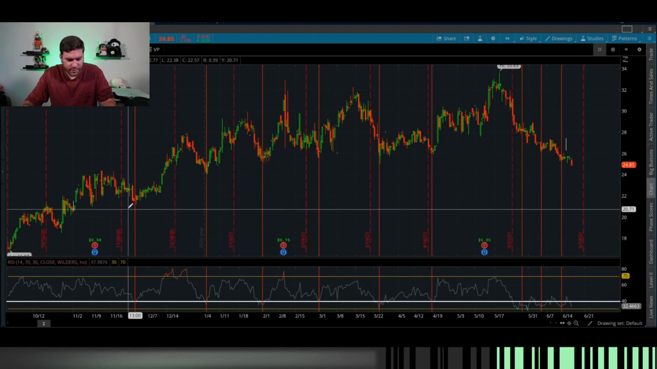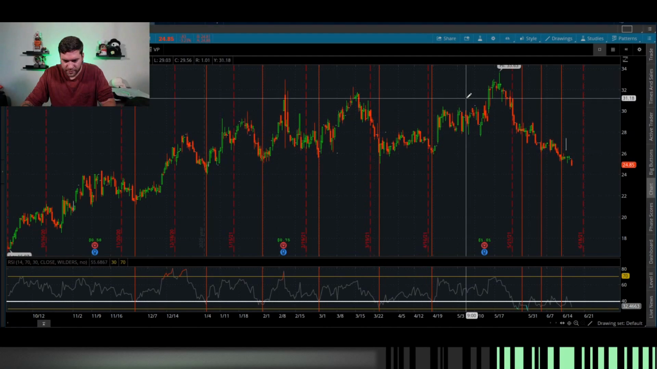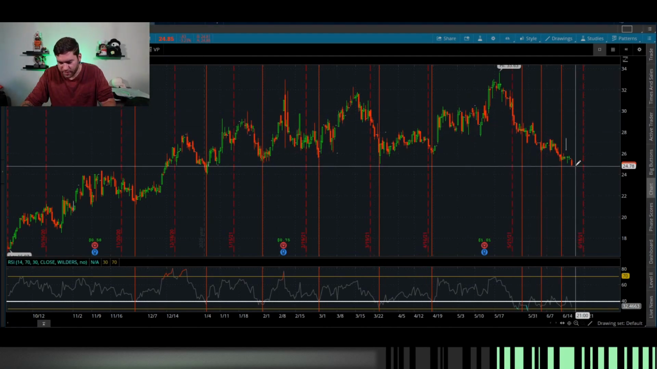So let's go through these. Would have made money, great. Would have made money, great. 3, 4, 5, 6, and then 3 losses. So 6 to 3, you can see we have a clear downtrend. It doesn't work all the time, but again, let's check the price action.